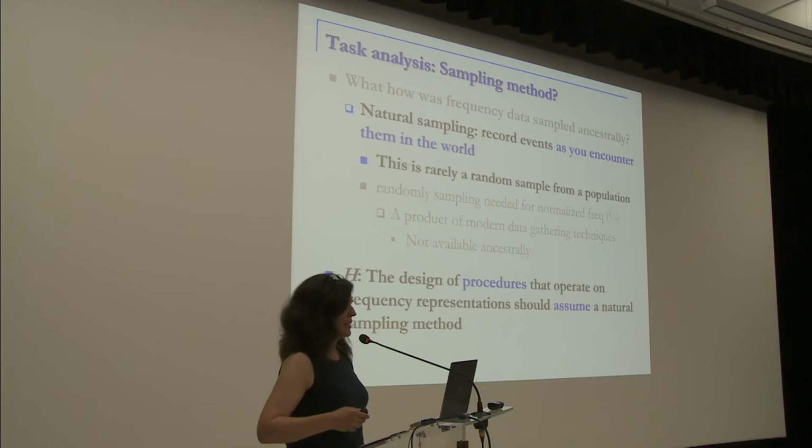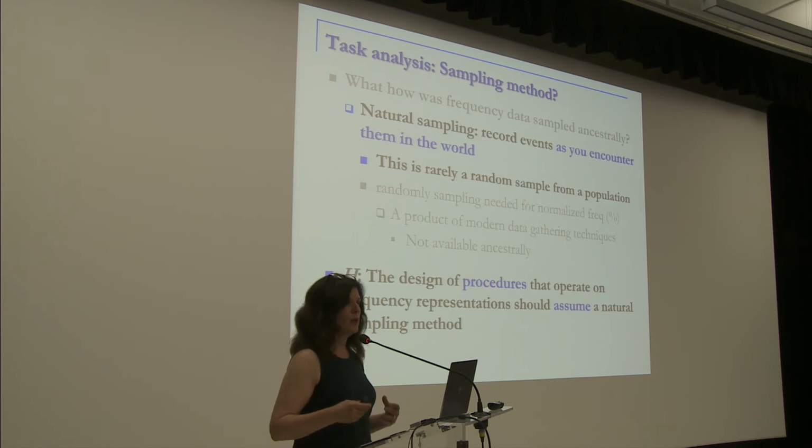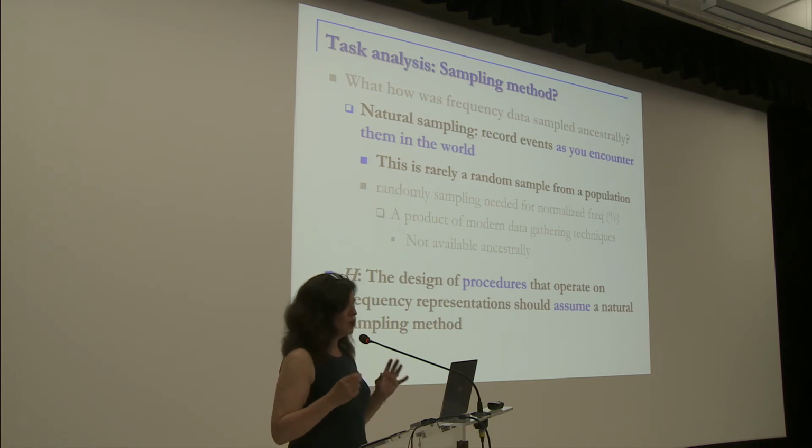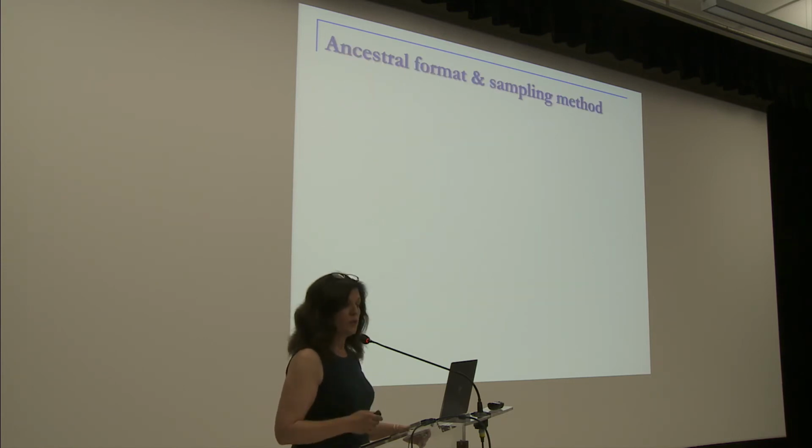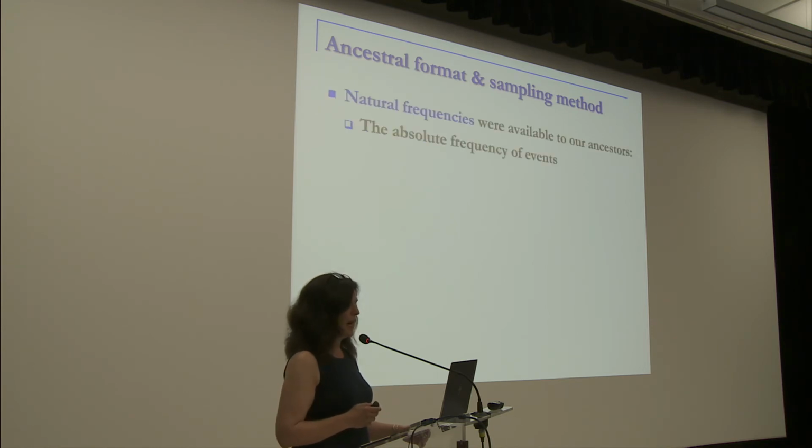Then you can ask, well, what sampling method would our ancestors have had to sample data about frequencies? Natural sampling is recording events as you encounter them in the world. And that's rarely a random sample from a population, which is needed for normalized frequencies. So you might have the hypothesis that the design of procedures that operate on frequency representations should assume a random sampling method. The procedures themselves should be designed to assume that method. So ancestral format and sampling method, natural frequencies were available to our ancestors. The absolute frequency of events as you encounter them, that is naturally sampled, not randomly sampled.